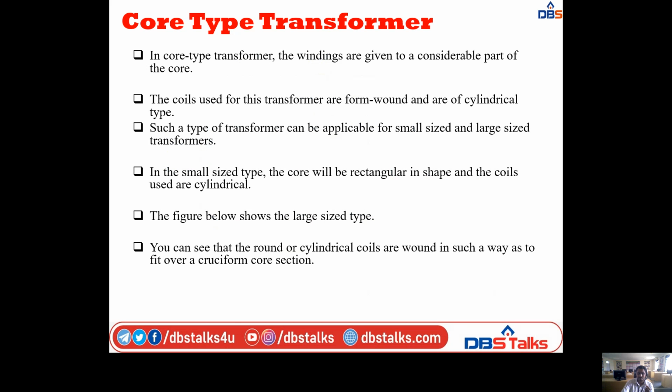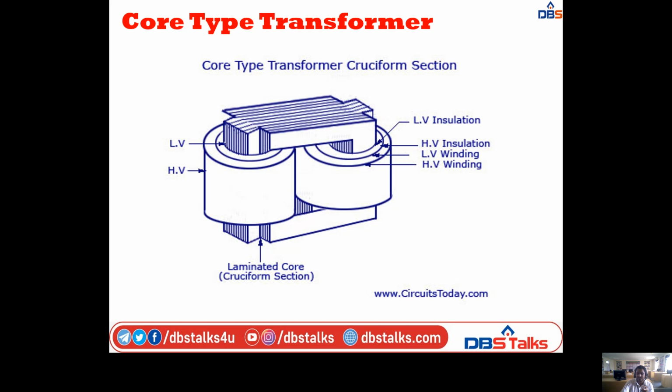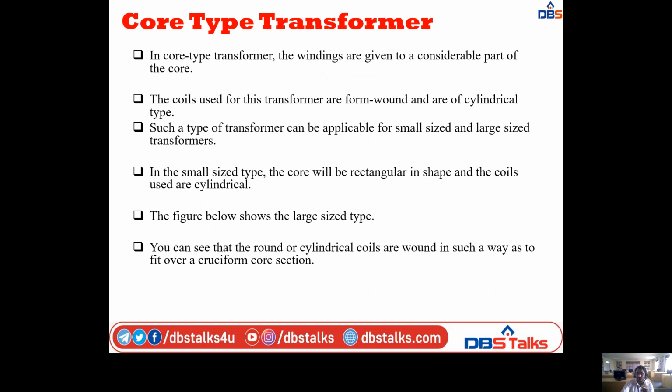That is for the large size type, what I showed before. This one is for the large size type, not for the small size type. You can see that the cylindrical coils are wound in such a way as to fit over the circumference of the core section. That means it fits over a magnetic core.